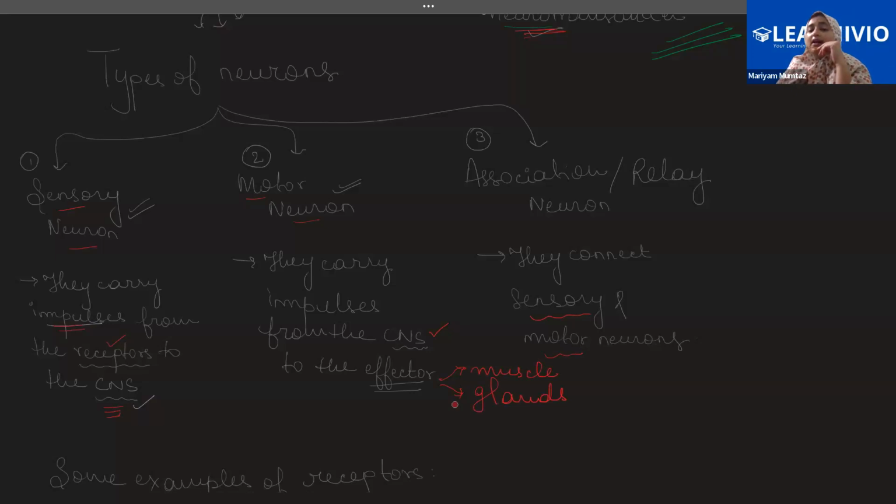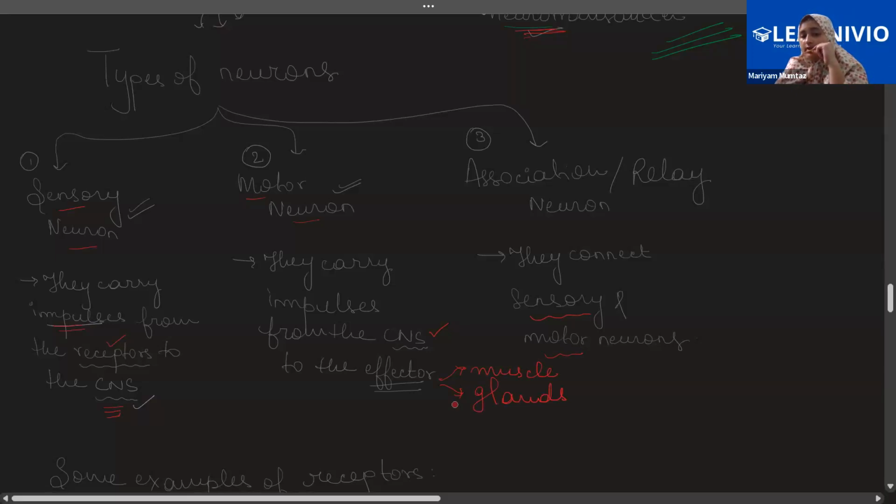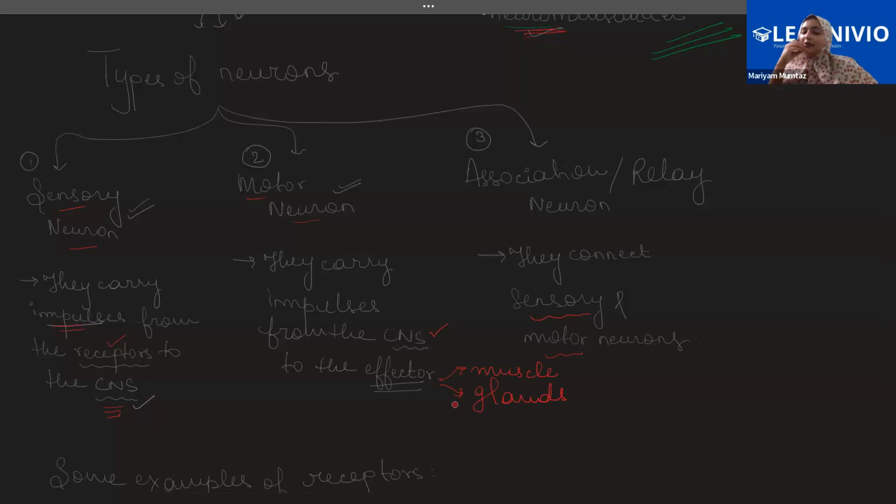Then we talk about the association or relay neuron. These are the neurons that connect, like, have you ever been a part of a relay race? Have you ever had a relay race in your school? The race wherein you carry something, then you run and give it to another person, and then that person runs the relay race. You might have had it in younger classes, not now.